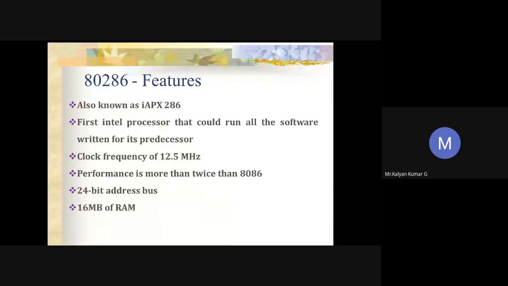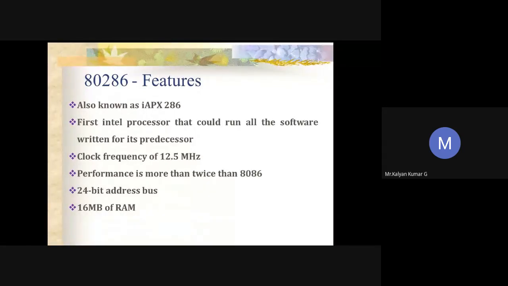And 80286 has a 24-bit address bus, which means the amount of physical memory is 2 power 24. So it is roughly up to 16 MB of RAM, read-write memory.